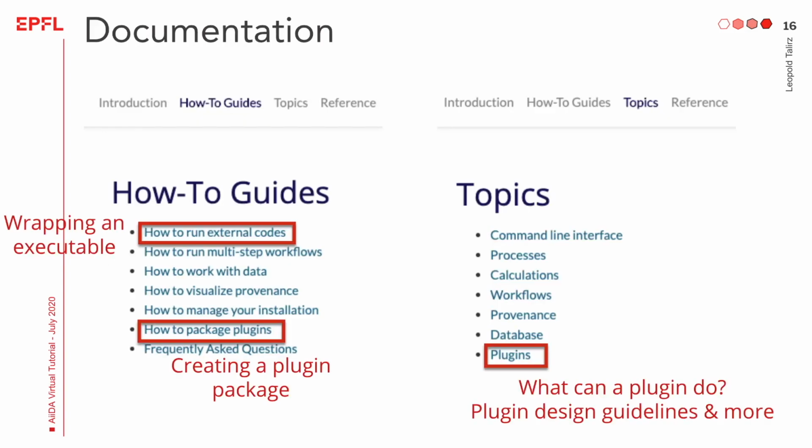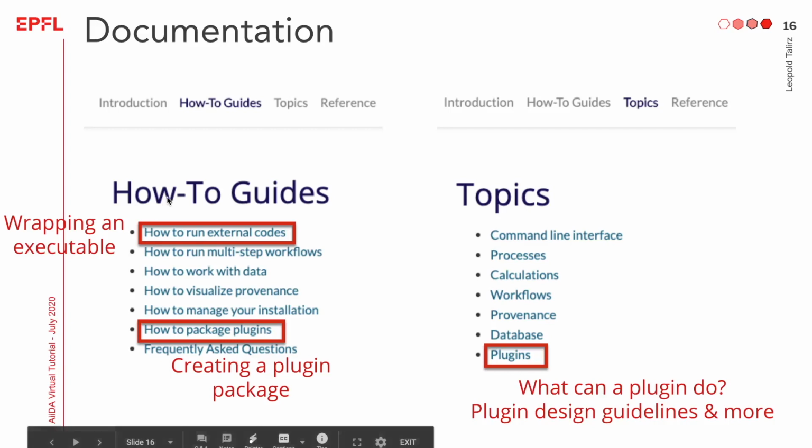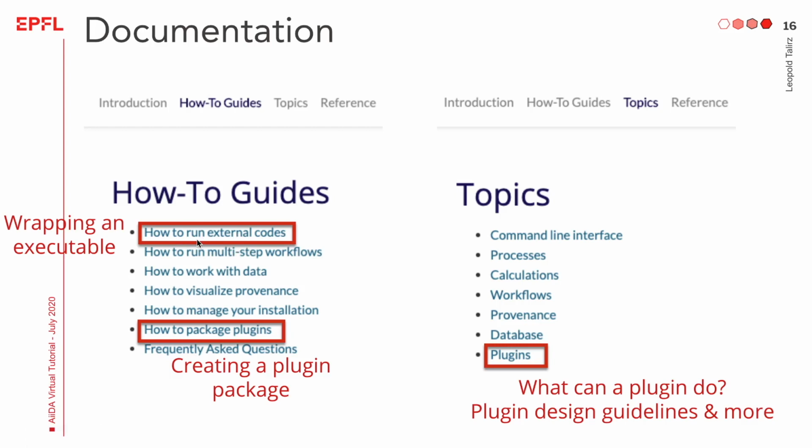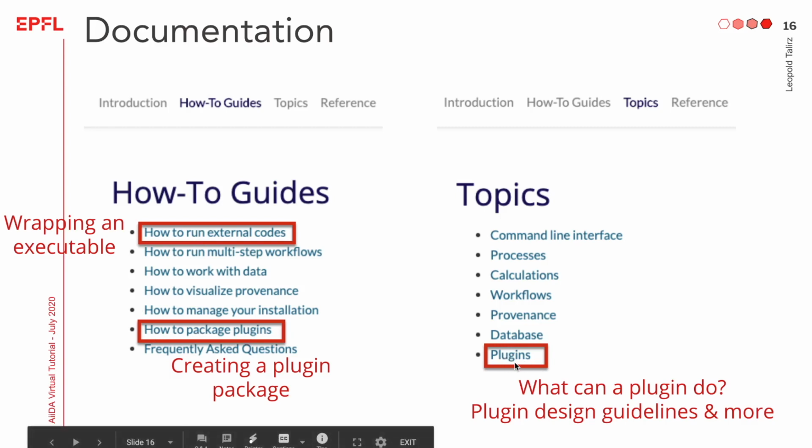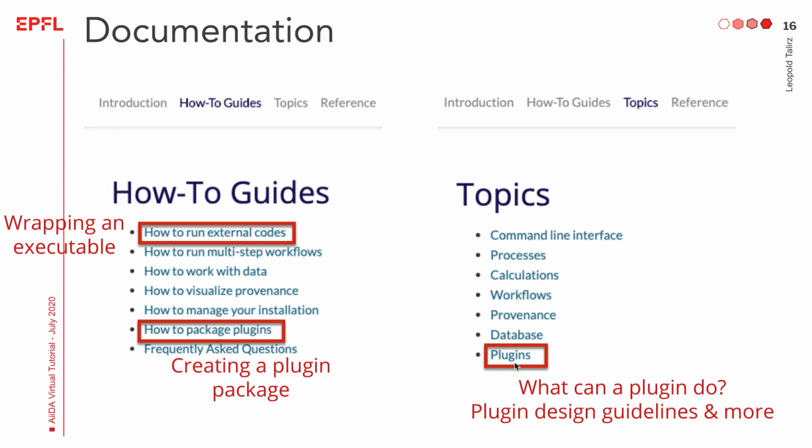There are a couple of places in the documentation where you can find information on how to write plugins. There's a how-to guide on running external codes, which includes instructions on how to write a simple calculation and a parser plugin. We have a how-to guide on creating a plugin package. And there's a plugins topic, which contains some more in-depth information on plugins, as well as their design guidelines.